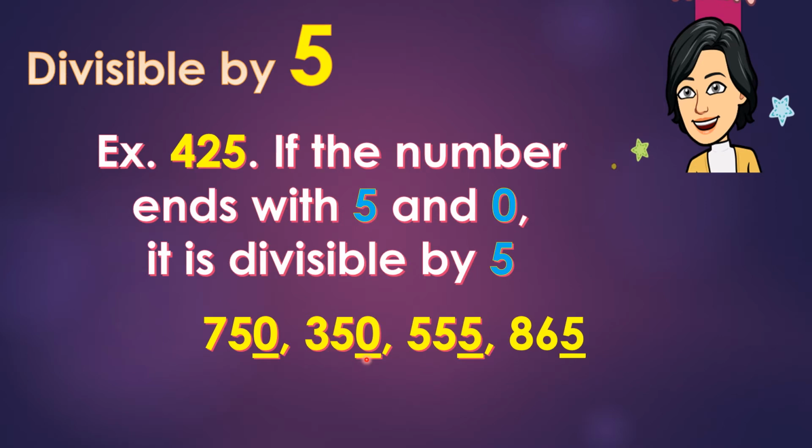350. This is also divisible by 5 because the last digit is 0. 555. This is also divisible by 5 because the last digit is 5. 865. The last digit is 5, so this number is divisible by 5. Therefore, a number is divisible by 5 if the number ends with 5 or 0.